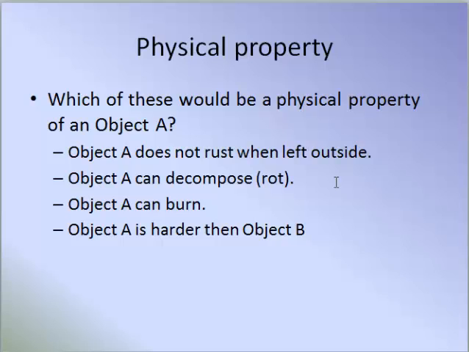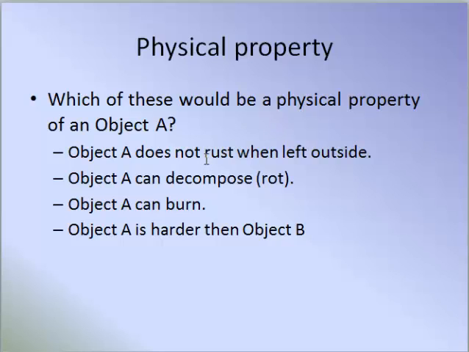So, physical properties, which of these would be a physical property of object A? So object A does not rust when left outside. Object A can decompose or rot. Object A can burn. And object A is harder than object B. So when you have a question like this, you have to remember to look through and see which one of these would change the object.